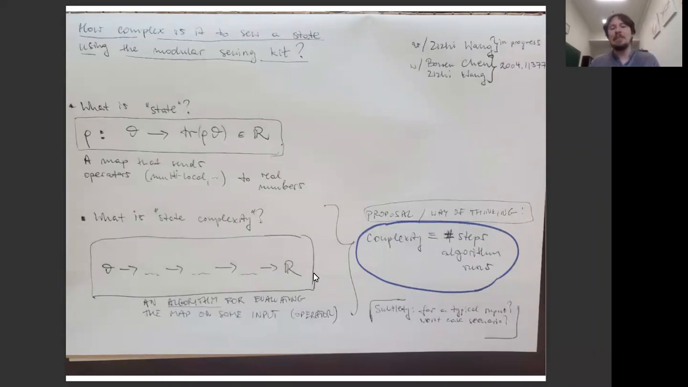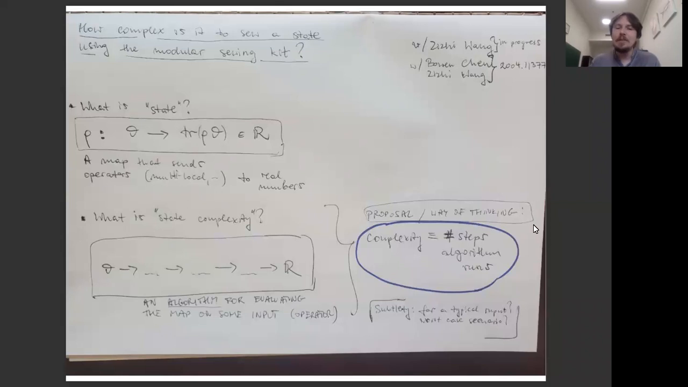You would take some steps in your calculation. I want to think of this box as representing an algorithm which computes for you the values of the state map evaluated on the input operators. So I want to think of a state as an algorithm for taking an operator as an input and returning its expectation value as an output. And from that point of view, it would be natural to think of complexity as the number of steps that the algorithm runs. And so that's my proposal, or maybe my way of thinking, my philosophy about what complexity should be.